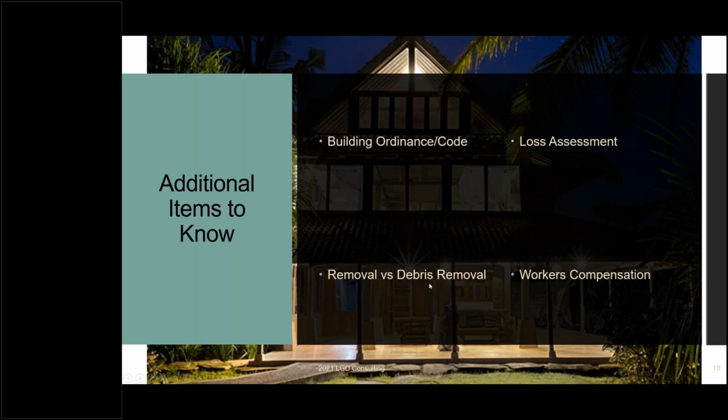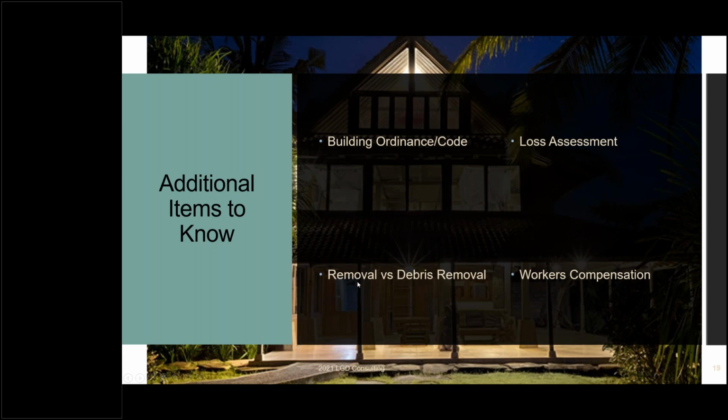Removal versus debris removal. Make sure you understand the difference. Debris removal is cleanup after a loss. A volcano erupts and dumps a bunch of ash on your house, and now you have to clean up that ash. That's debris removal, and that's covered. Some policies do have some limits.